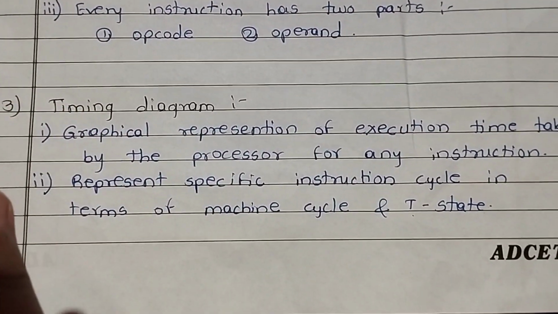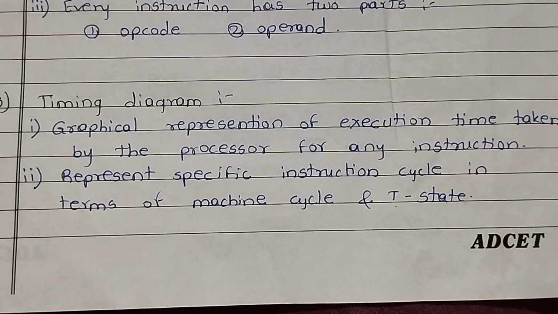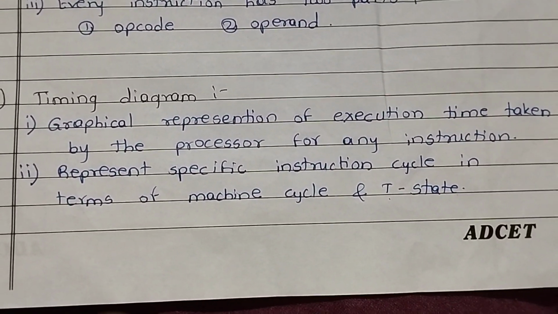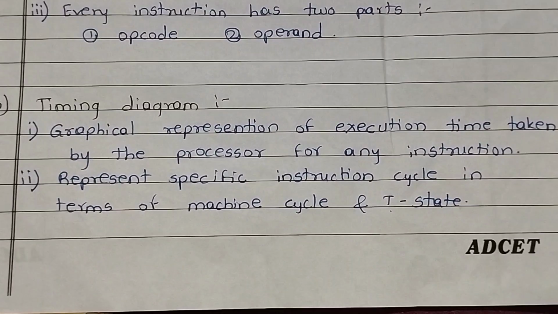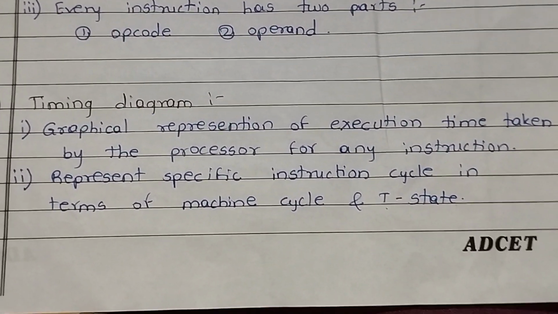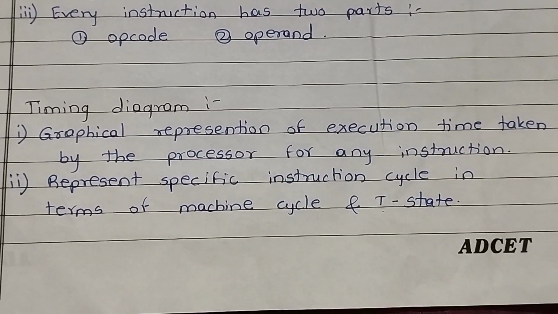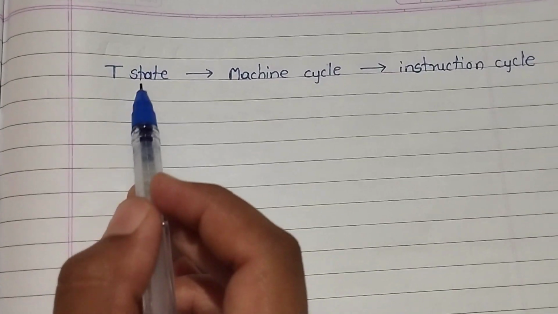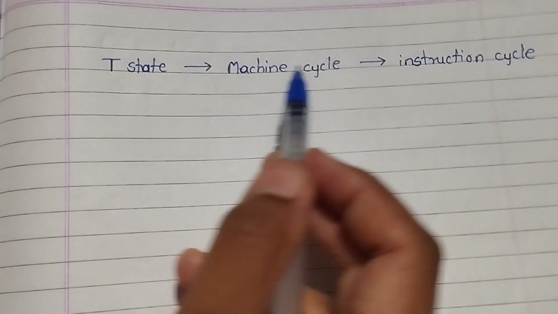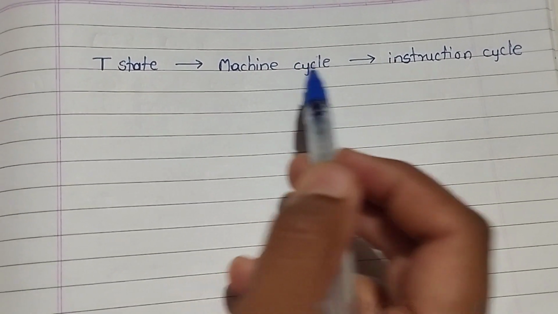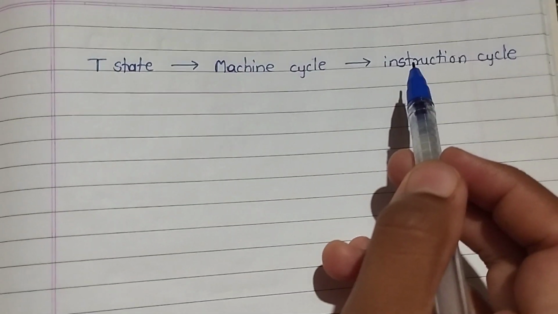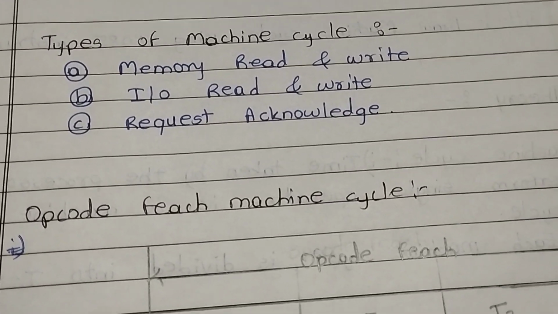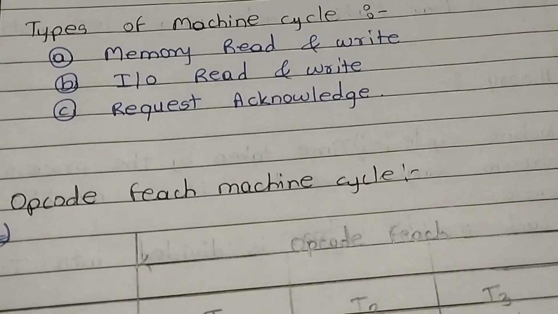Now the timing diagram. It is the graphical representation of the execution time taken by the processor for an instruction. It represents a specific instruction cycle in terms of machine cycles and T states. A collection of T states forms a machine cycle, and a number of machine cycles form the instruction cycle. There are three types of machine cycle: memory read and write, IO read and write, and request acknowledge.